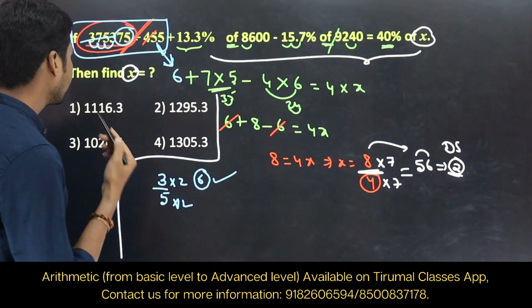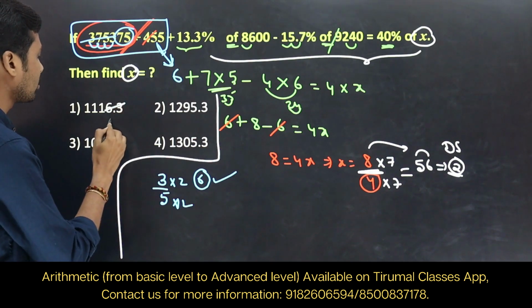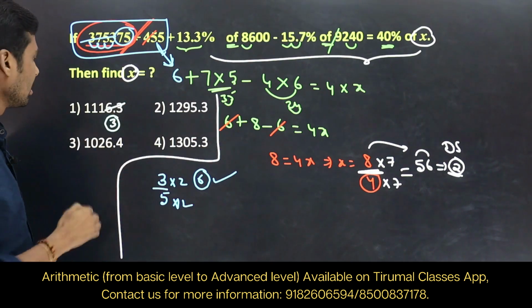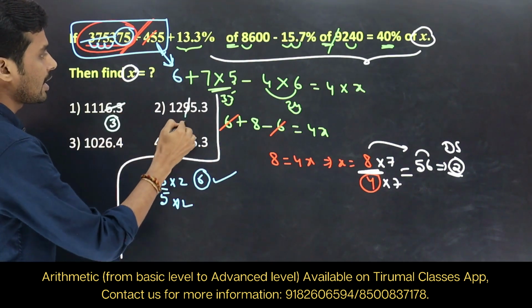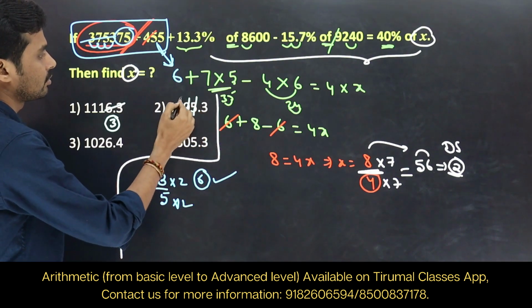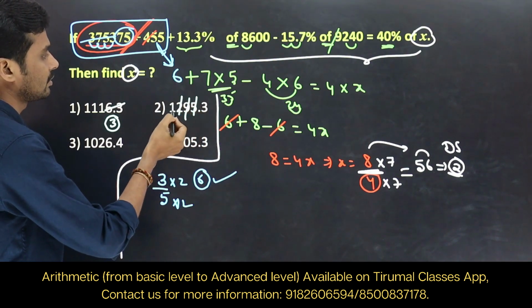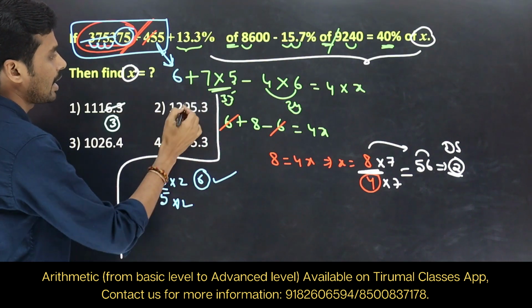Right. Let me check the numbers options. So first option is 3, 6, 3 get cancelled. So 3, and the next one 9 get cancelled. 5 plus 2 is 7. 7 plus, sorry. So here 9 get cancelled.